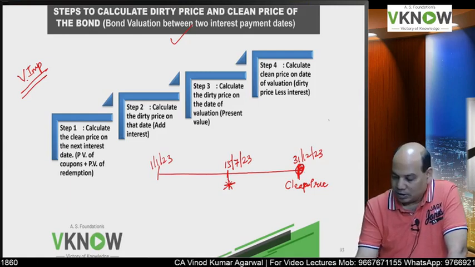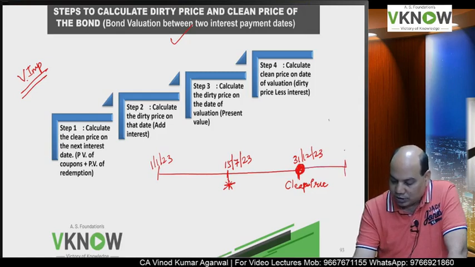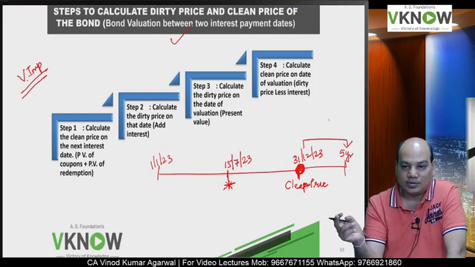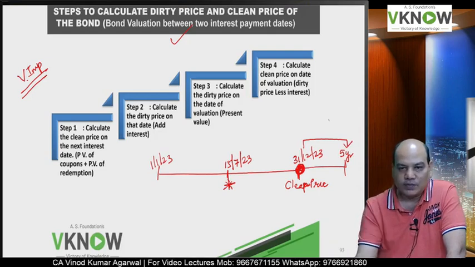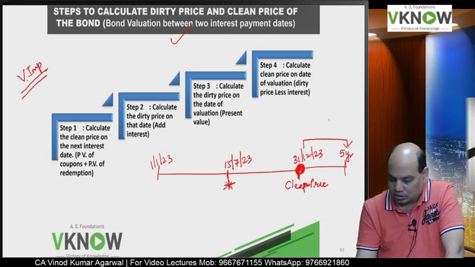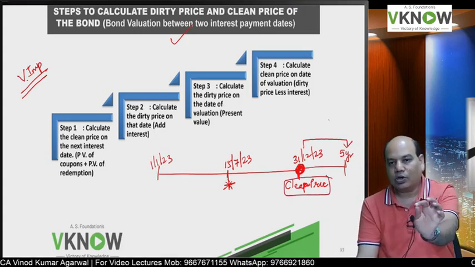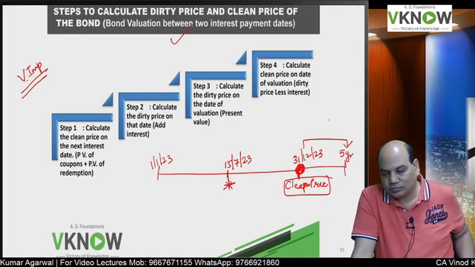How do I find the clean price of the bond on the next coupon date? Suppose 5 years are still remaining between 31st December 23 and maturity. So can I not find the value of a bond which has a 5-year maturity remaining? Yes. So I will get the clean price: present value of 5 coupon payments and principal amount.